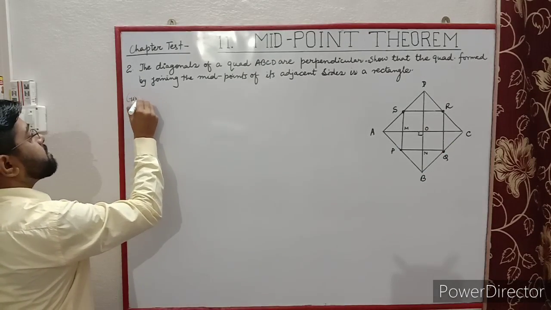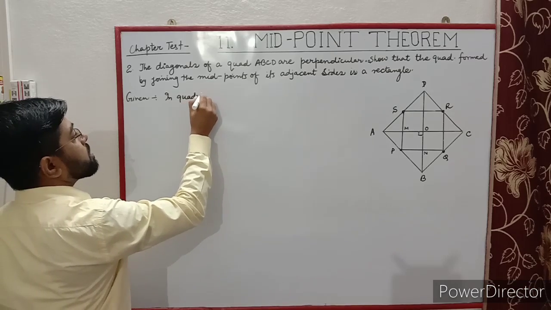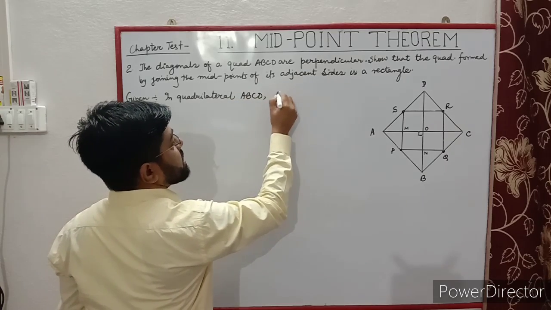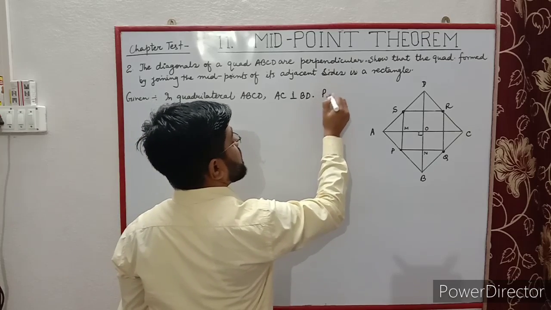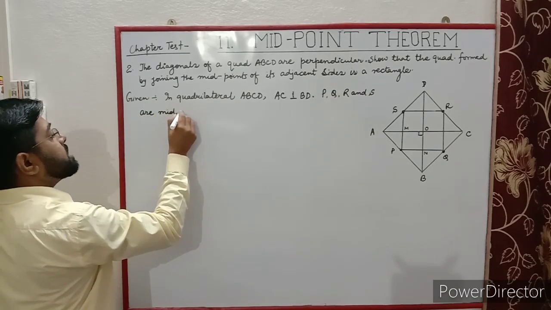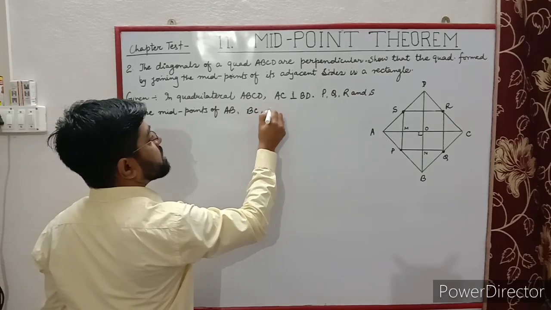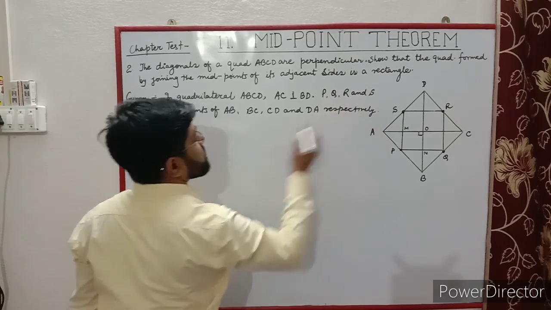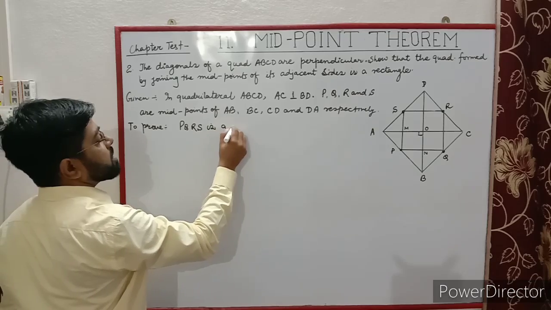Let's see. First of all, we have to write the given part. Given: in quadrilateral ABCD, AC is perpendicular to BD, and P, Q, R and S are midpoints of sides AB, BC, CD and DA respectively. We have to prove PQRS is a rectangle.